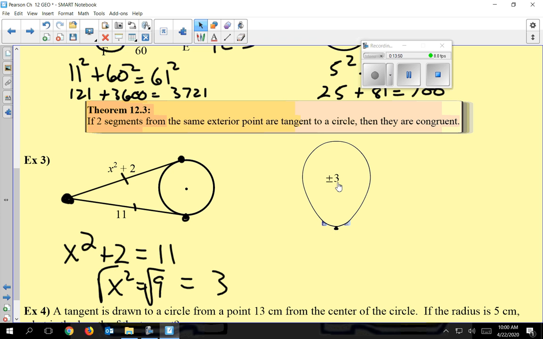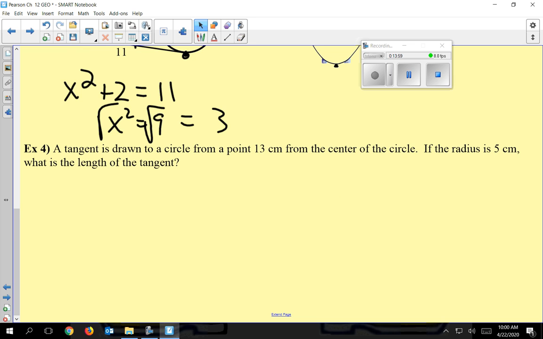Okay. All right. So this is a test question down. That was a test question, and then we got this one down here that's also a test question. And you know, my big thing is draw it. Okay, so let's draw this together. I got a tangent that's drawn to a circle from a point 13 centimeters from the center of the circle. If the radius is 5 centimeters, what's the length of the tangent? Okay, so this is kind of, the wording here is really tricky.